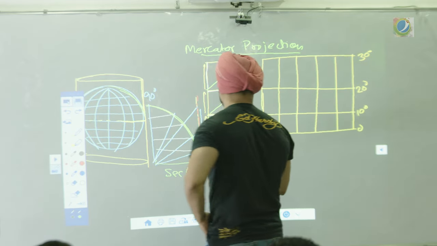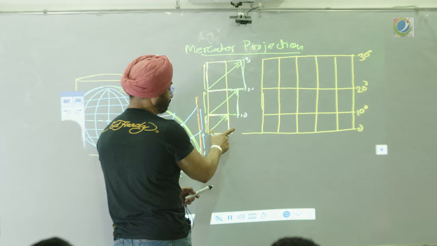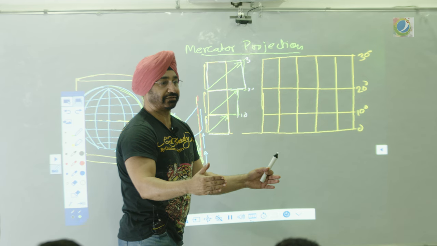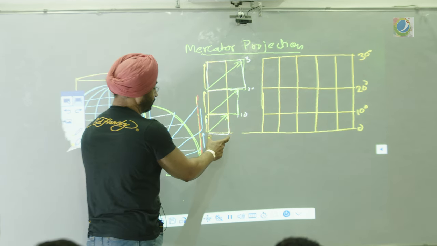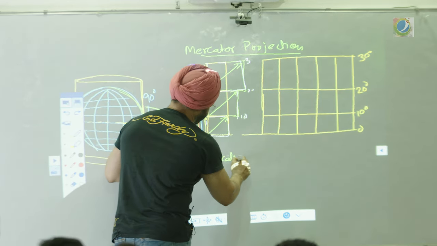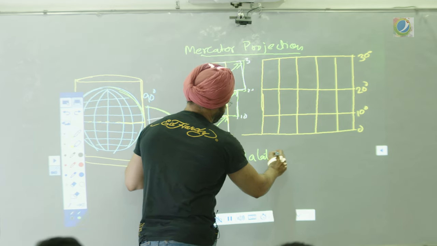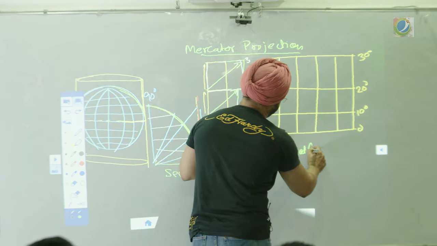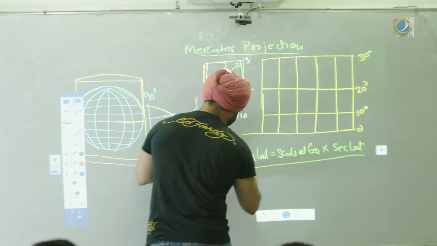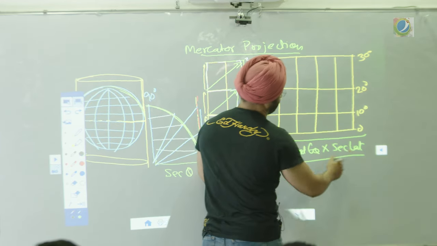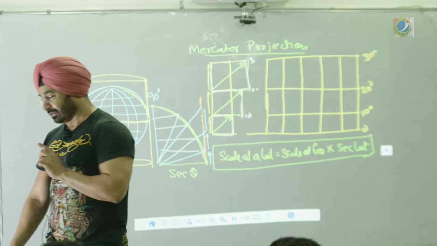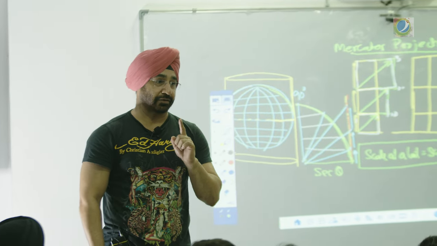So, on Mercator projection, the 100 nautical mile chart length which was shown by this much, now what is happening? You need to use a bigger and bigger scale to measure the same distance. If you want to measure in this chart, you need this much scale. Here you require this much. So, scale at a latitude is equal to scale at the equator, and varies as secant of latitude.